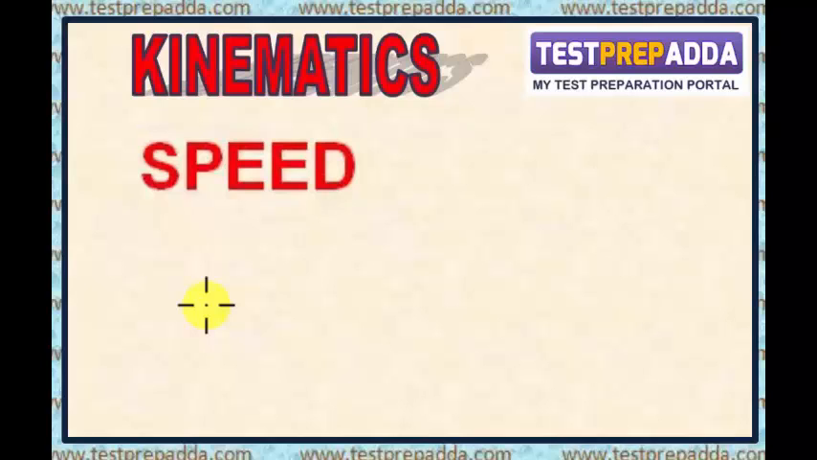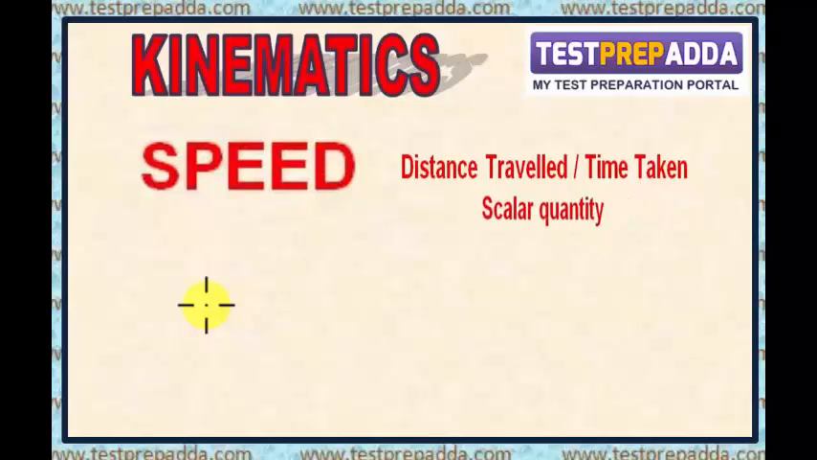Speed is a kind of rate of change of distance, means distance traveled upon time taken. It is a scalar quantity because the distance is a scalar quantity.